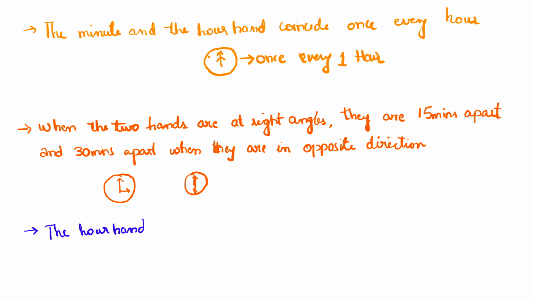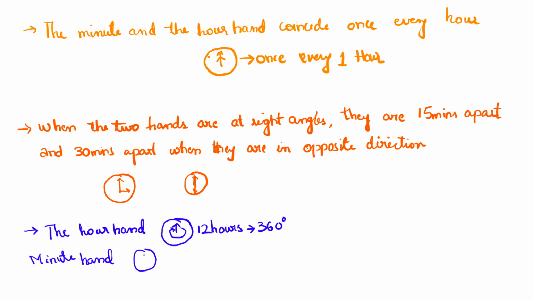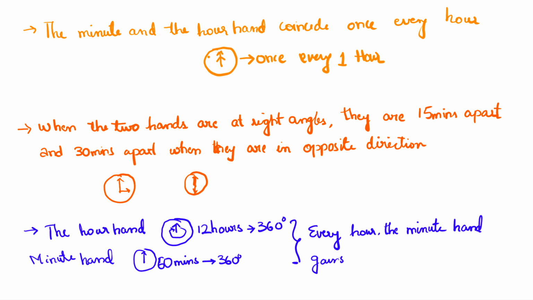The hour hand makes a complete rotation, that is 360 degrees, once in every 12 hours, while the minute hand does the same in 60 minutes. This allows the minute hand to gain 55 minutes over the hour hand every hour. Now let's go ahead and solve our first problem.